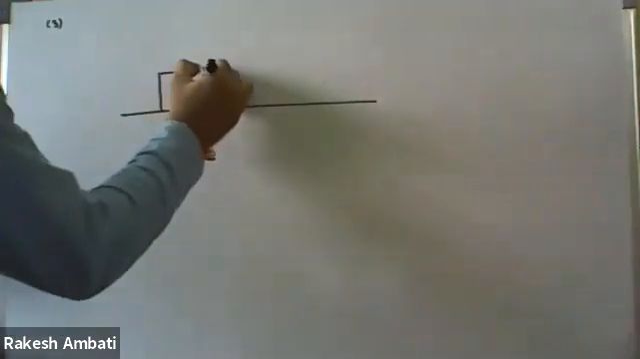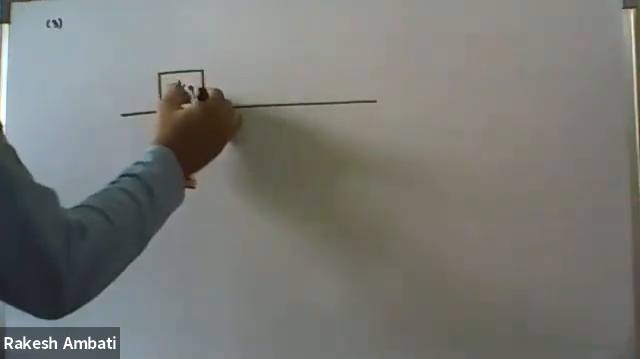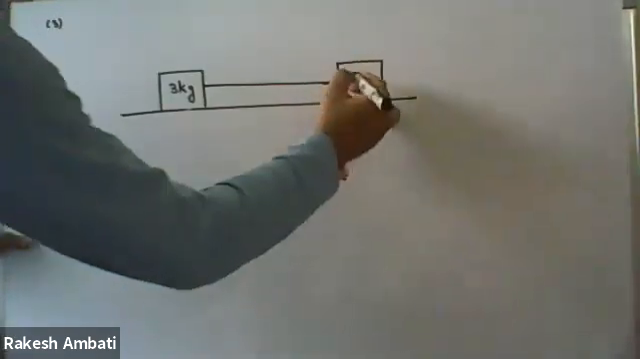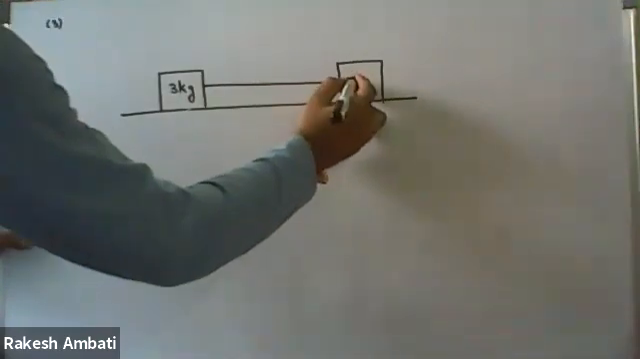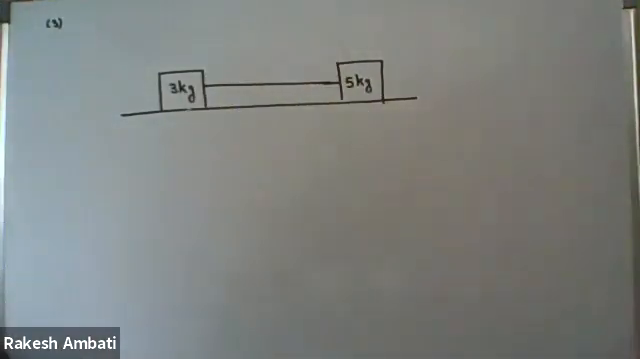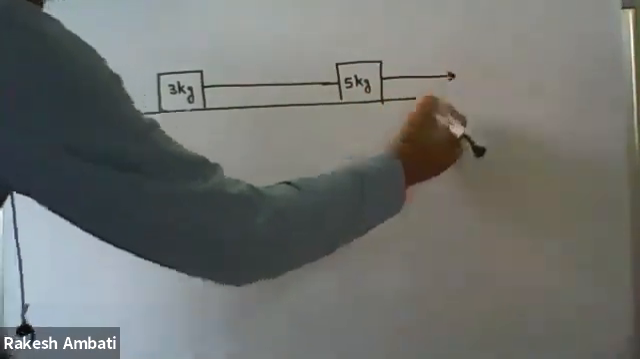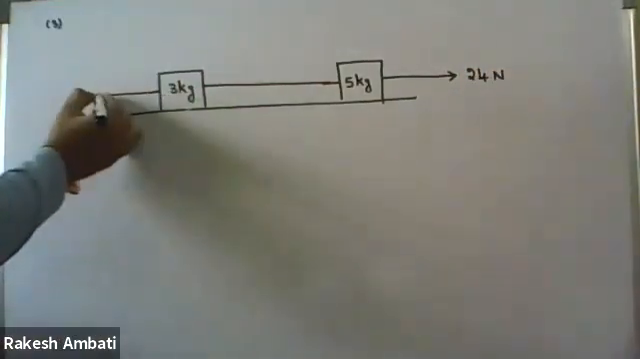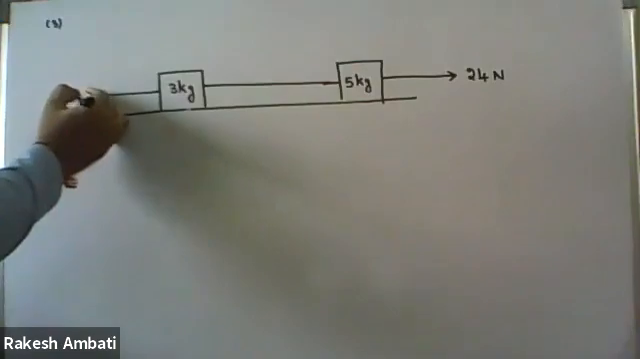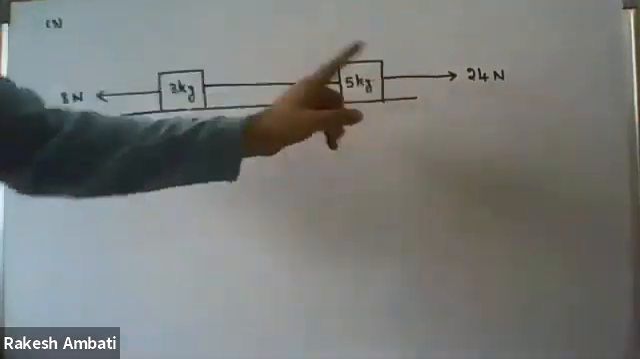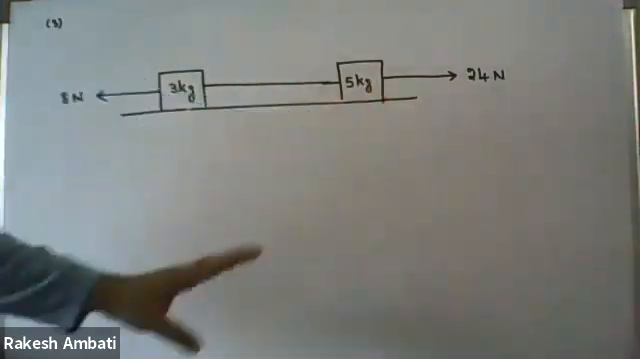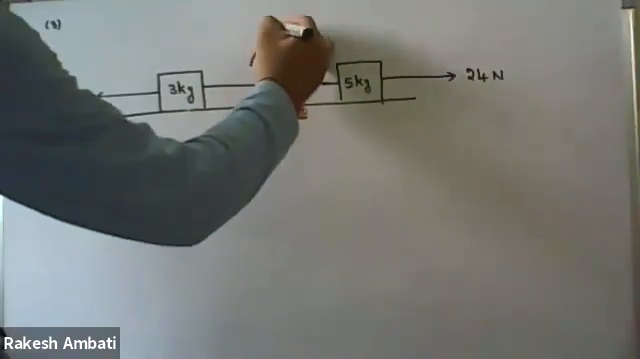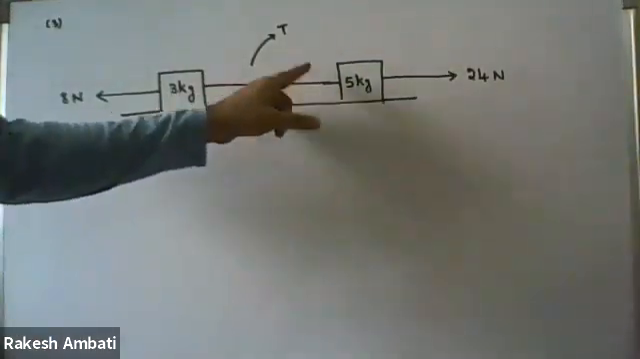It is a body of mass, for example, 3 kg, and a block of mass, for example, 5 kg. Here we applied a force of 24 newtons, and here we applied a force of 8 newtons. So we have two applied forces. These two blocks are connected by the same string. In this string, tension force T.